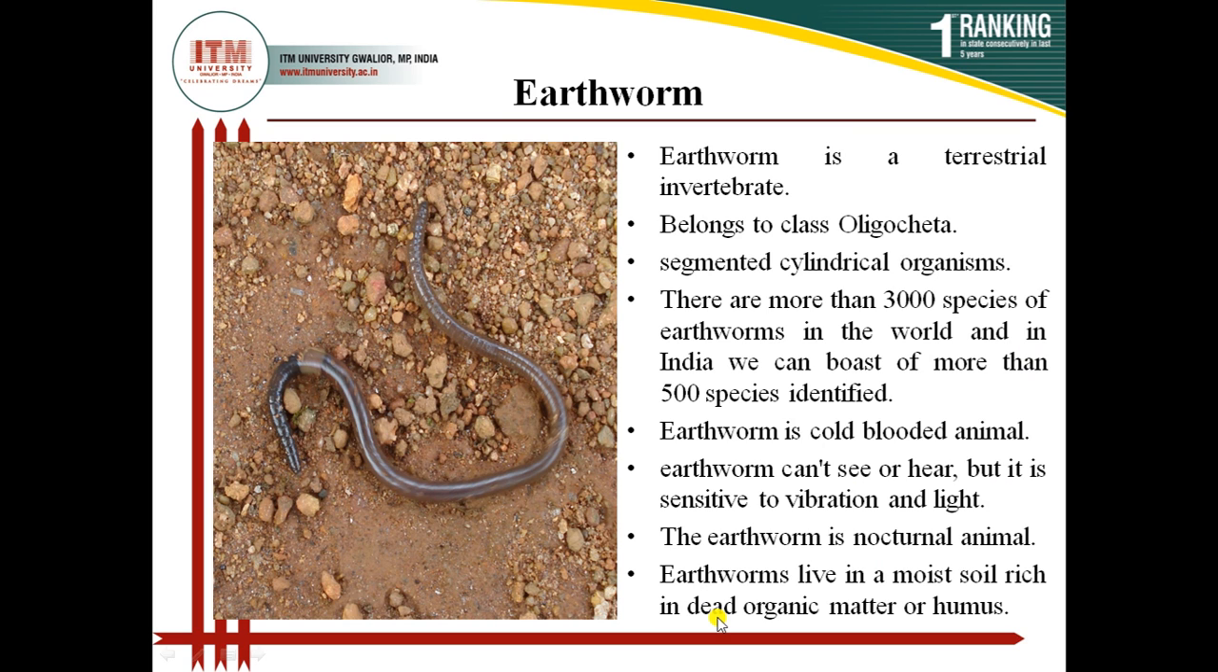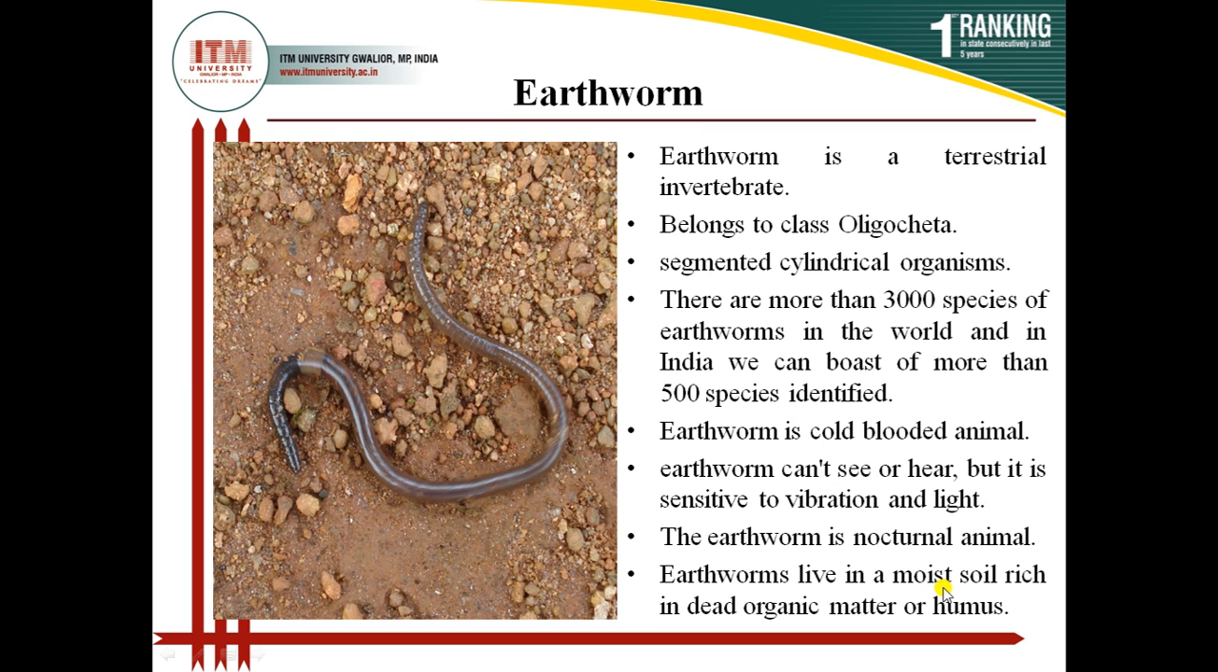Earthworms live in moist, rich, dead organic matter or humus. When you see earthworms, most of the time you have seen them in the rainy season only. In winter and summer you have not seen the earthworm, because in summer the surface soil is not moist, and I am telling you they live in moist soil.